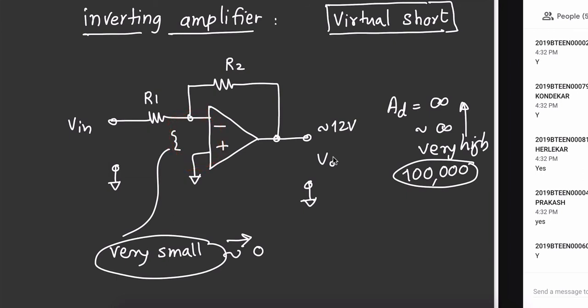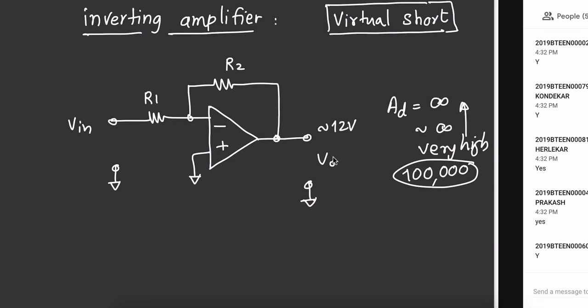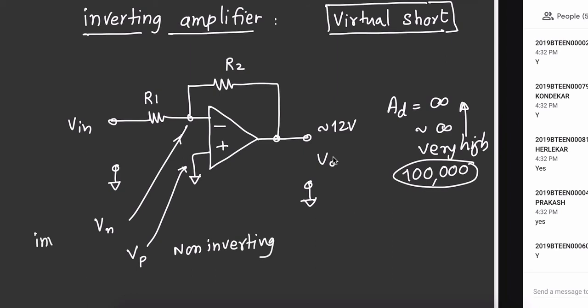So let me rub out certain things from here. Suppose I write Vn here, and I write this as Vp, that is the non-inverting terminal, and this is the inverting terminal. Okay, so what is the relation between Vn and Vp that you can write now?